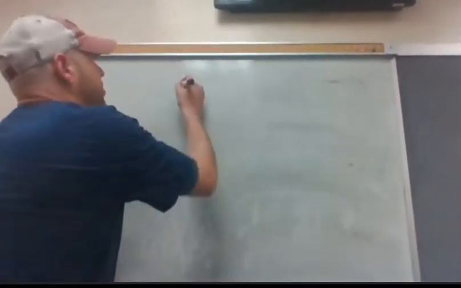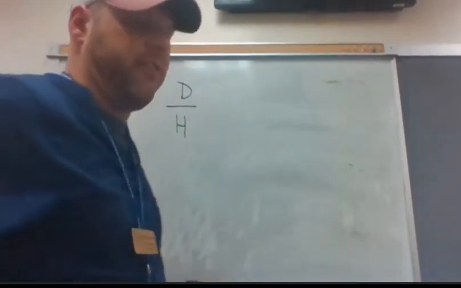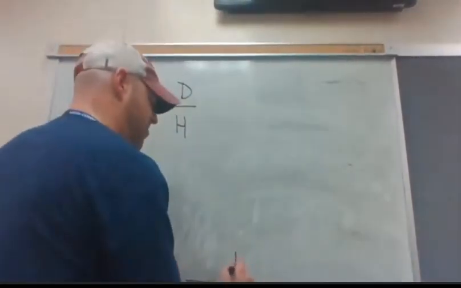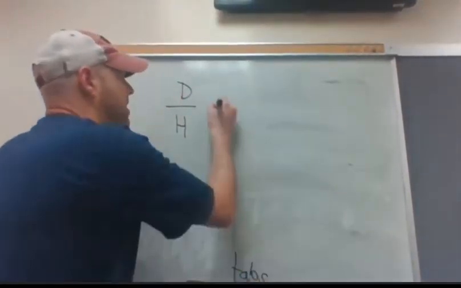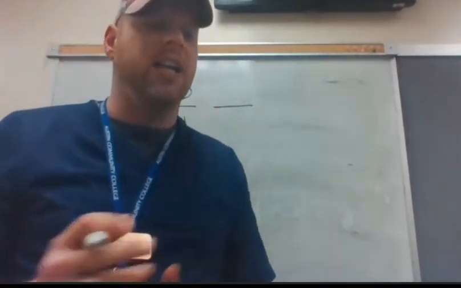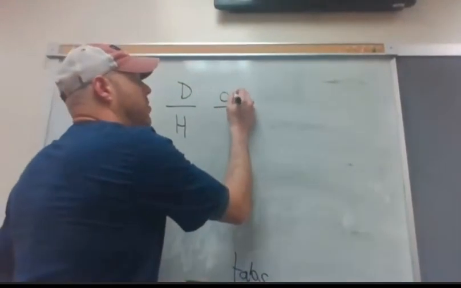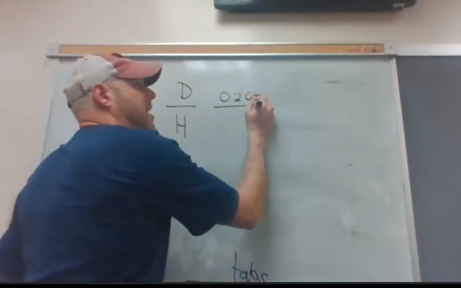All right, now it's like any other problem. You're doing D over H, and we are solving for tabs. They want to know how many tabs. So the doctor always goes on top. And what did the doctor order? 0.2 grams.